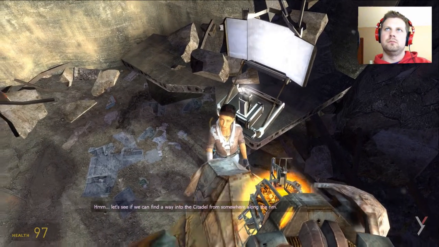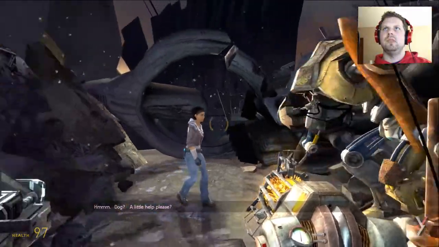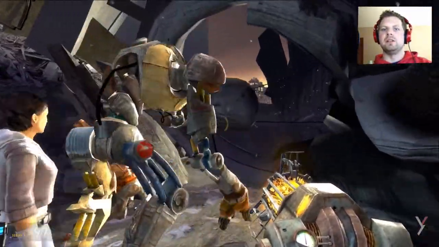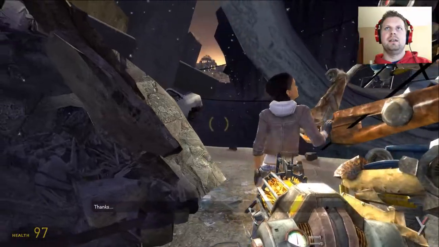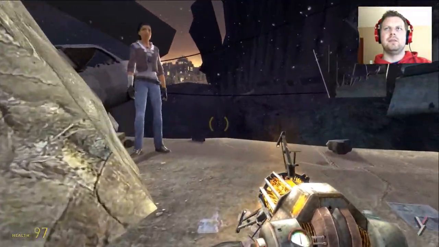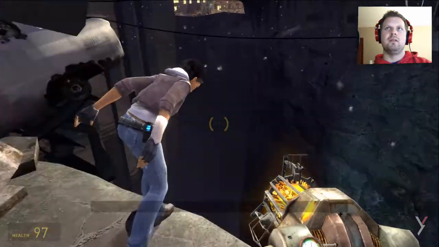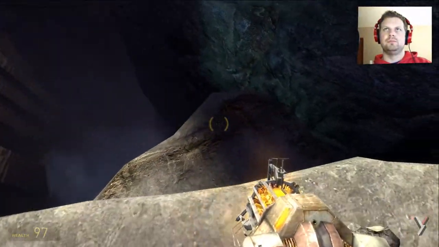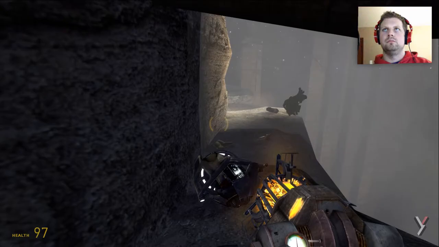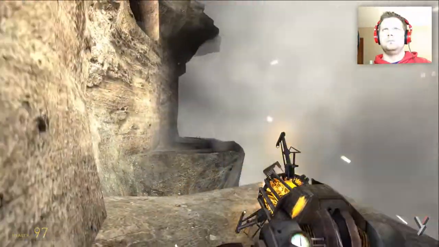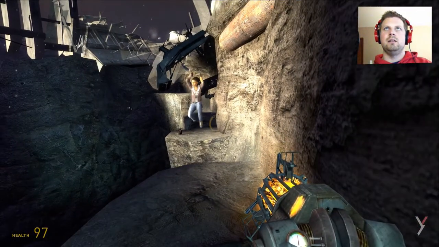Let's see if we can find a way into the Citadel from somewhere along the rim. Dog, a little help, please? I know there was some complaining about me using such a low sensitivity in the portal videos. Thanks. It's less disorienting for the viewer, I think, and I'm used to it. I like the lower sensitivity. It's more precise. Whoa. What a drop. After you, Gordon. Coming. Take a leap of faith.